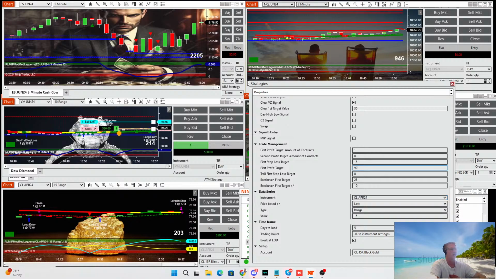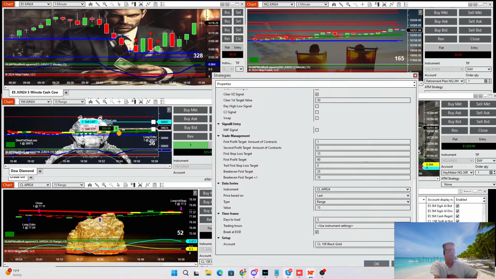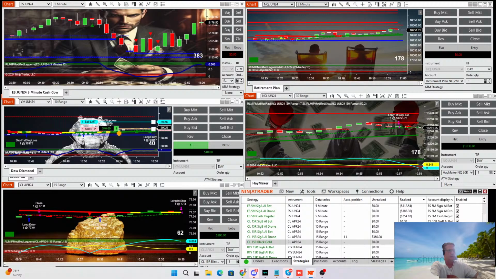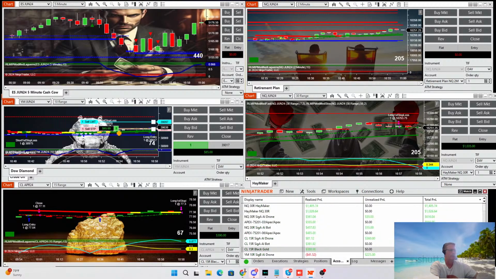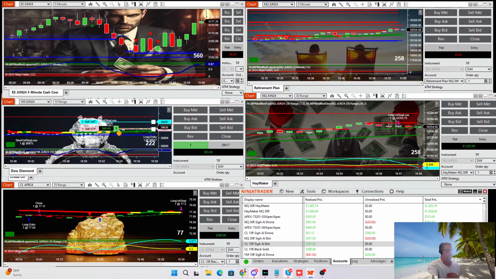So our stop is 15 on black gold. We're risking $150 to make 900. It's a 6-to-1 risk to reward. Once we get to 25 ticks, our stop is going to go to plus 10. Okay, so we got that one fixed up. We're still in a trade on that.